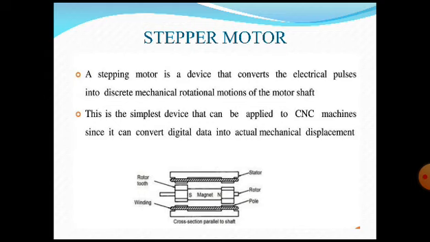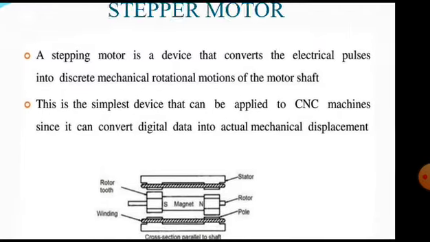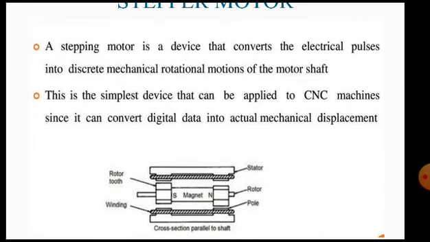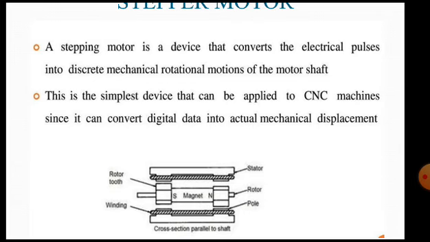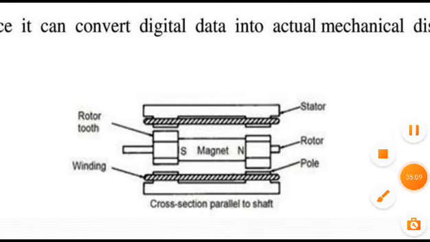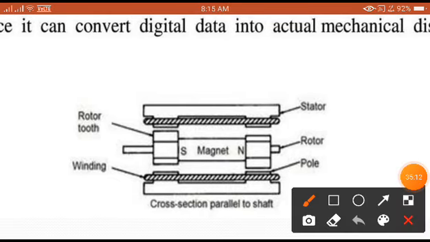This is the simplest device that can be applied on CNC machines, since it can convert digital data into actual mechanical displacement. Now you are going to see another view which we are going to discuss here. This is called the stator, and these are called the poles, which you are going to see here. And this is the rotor.